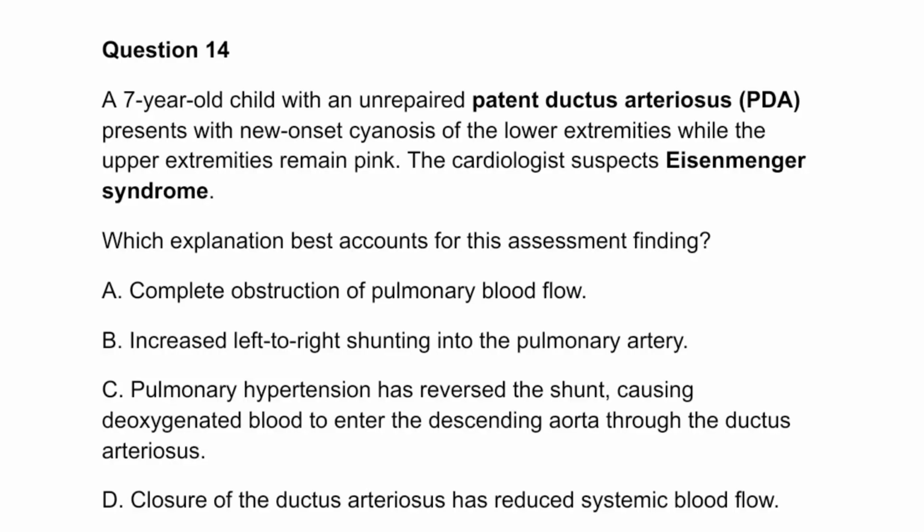A. Complete obstruction of pulmonary blood flow. B. Increased left-to-right shunting into the pulmonary artery. C. Pulmonary hypertension has reversed the shunt, causing deoxygenated blood to enter the descending aorta through the ductus arteriosus. D. Closure of the ductus arteriosus has reduced systemic blood flow.